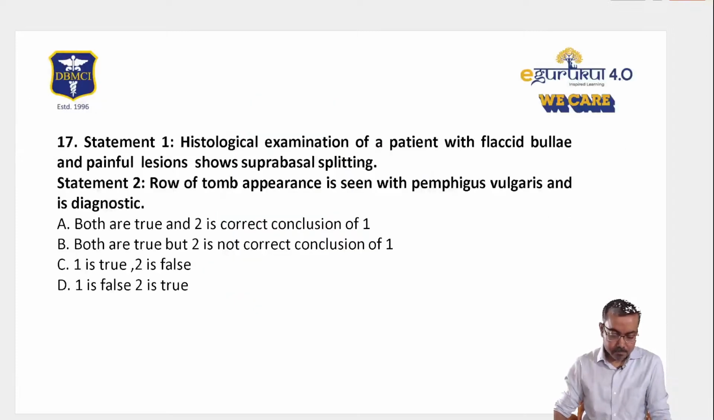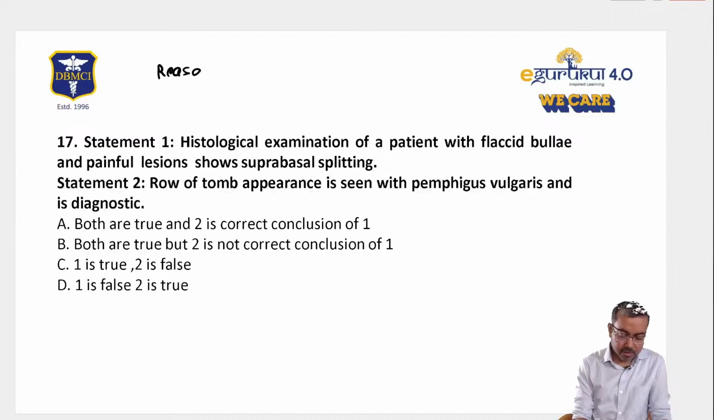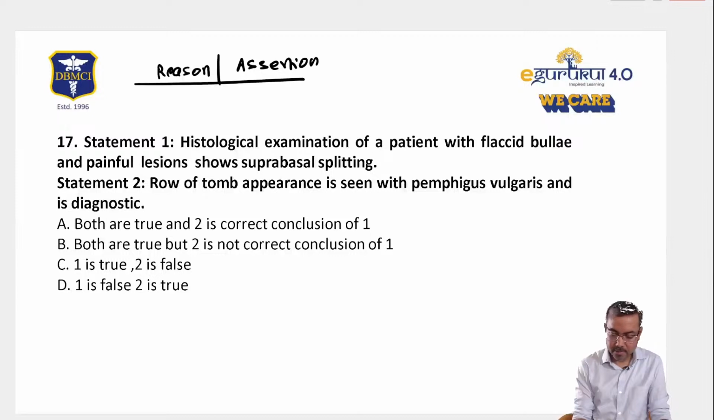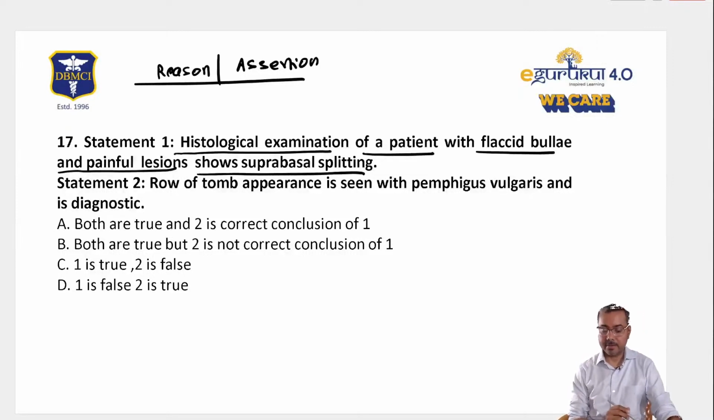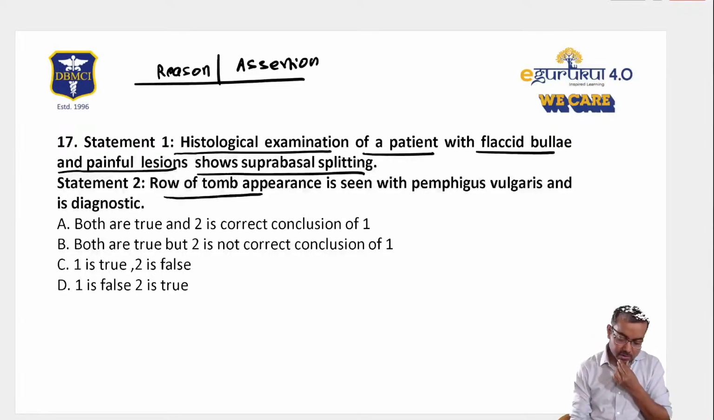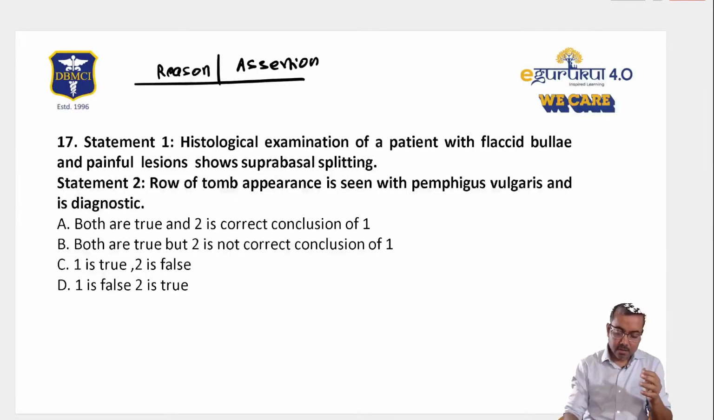Okay. Now statement. This is the reason assertion kind of question, which has also been asked. Statement 1: Histological examination of a patient with flaccid bullae and painful lesions shows suprabasal splitting. Statement 2: Row of tombstone is seen in pemphigus vulgaris and is diagnostic. Let's see now. Listen very carefully. Tell me if statement 1 is correct, yes or no.